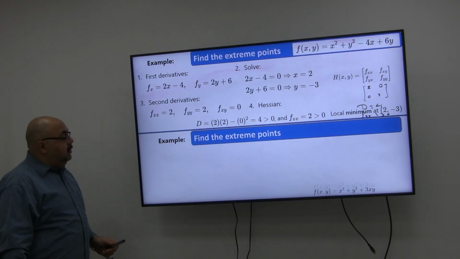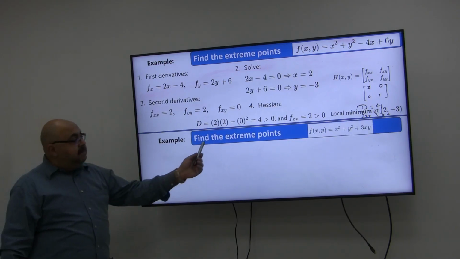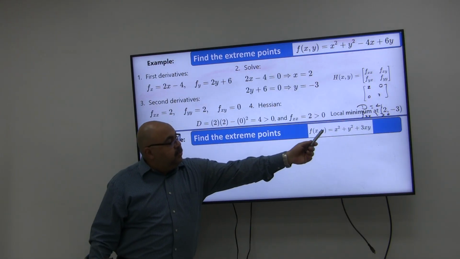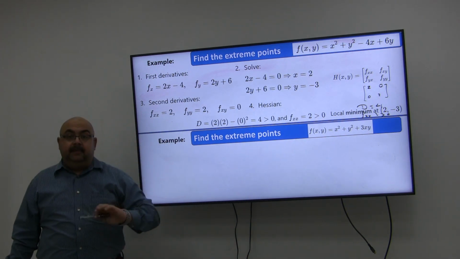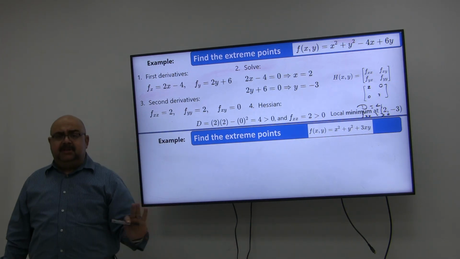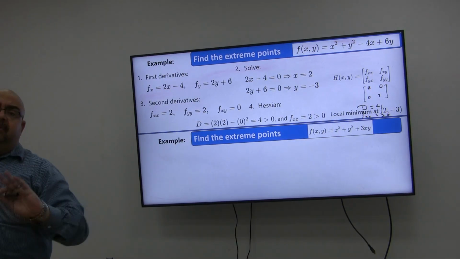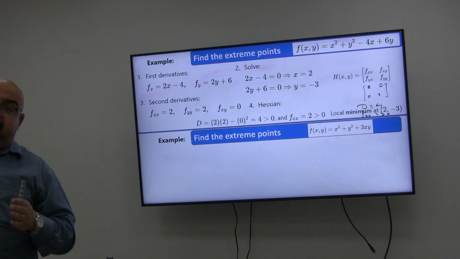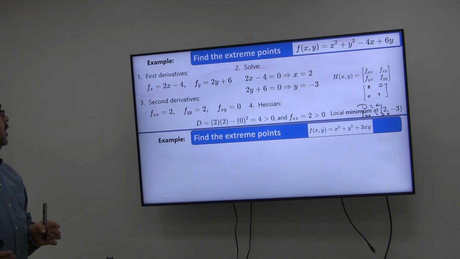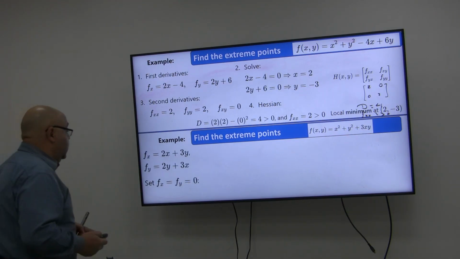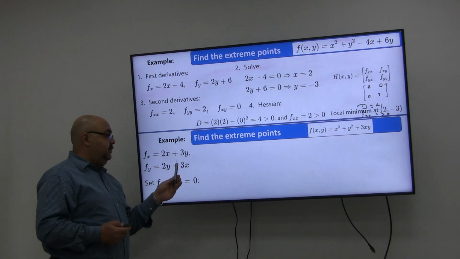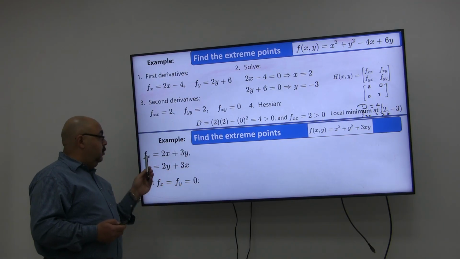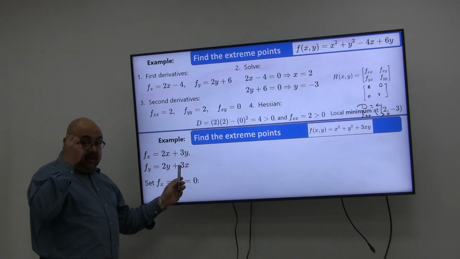Also, another example is asking you to find the extreme points of x squared plus y squared plus 3xy. Same steps exactly, as you can see. I will differentiate first with respect to x, then with respect to y, put my partial derivatives equal to zero, and then solve these two equations. As I told you, this is the first step.